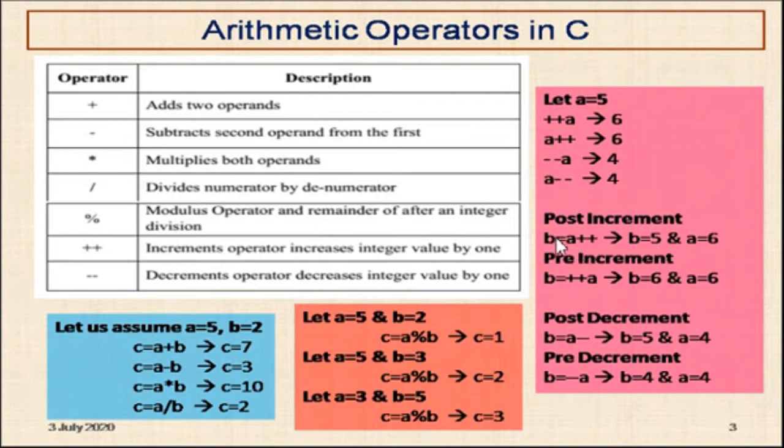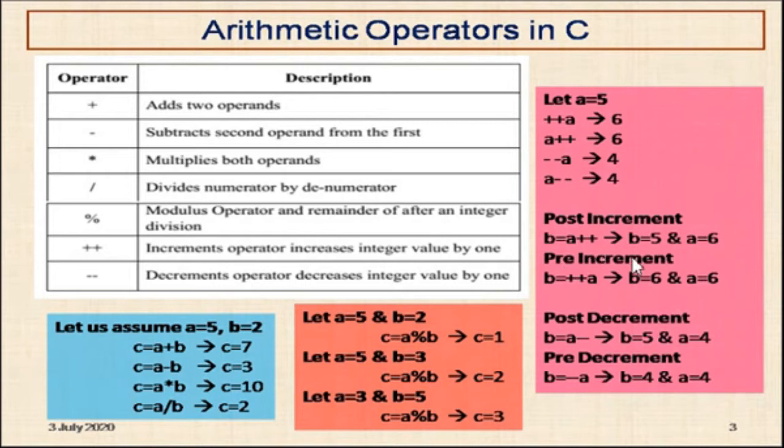After the assignment, the increment operation is performed. So B is equal to 5, A is equal to 6. Hope you understood post increment. In post increment, the value of A is posted first and then incremented, or we can say the increment operation is done post the assignment operation. Anyway, you can understand.